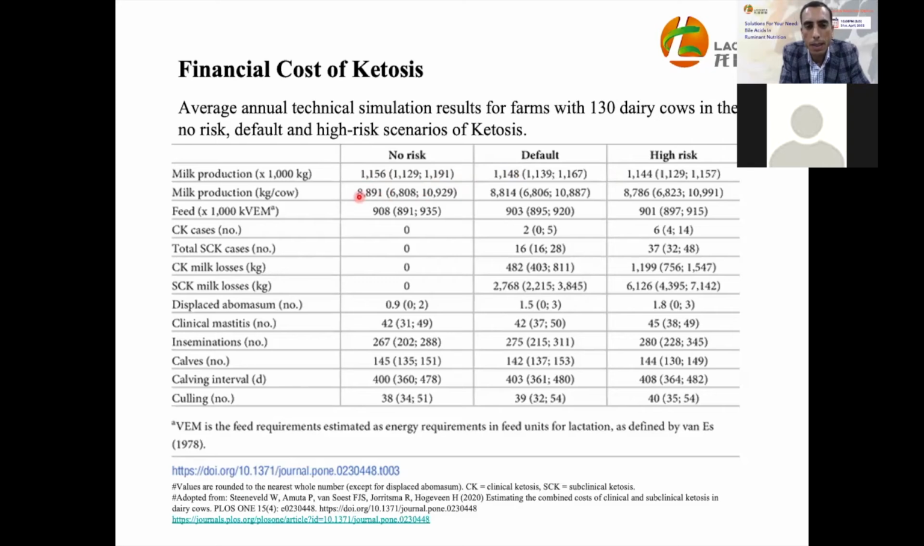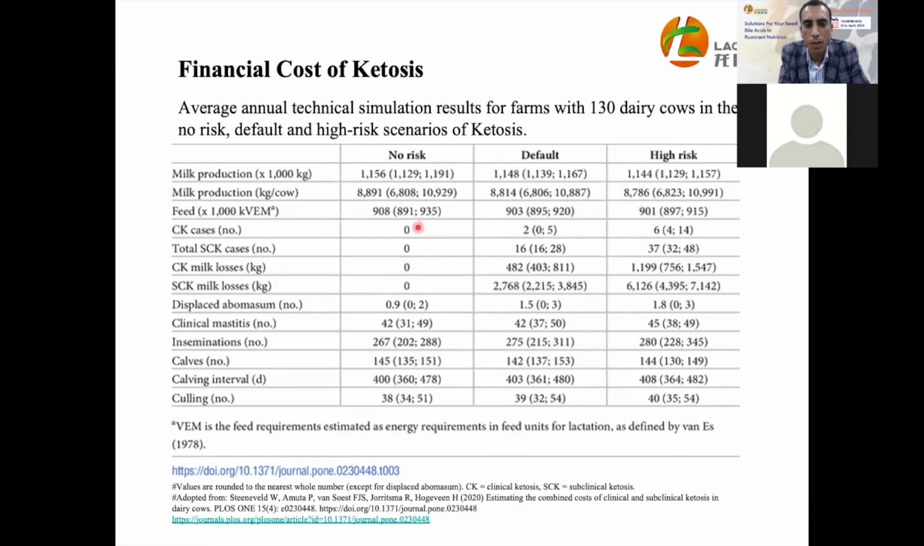And here, the second one, the milk production per cow per year, 8 tons 891, and here about 60 kilograms difference, and for the high risk about 100 kilograms lower milk production compared with low risk. Okay. For the feed cost also, feed cost and consumed dry matter decrease when the cow has ketosis or when the incidence rate is higher.